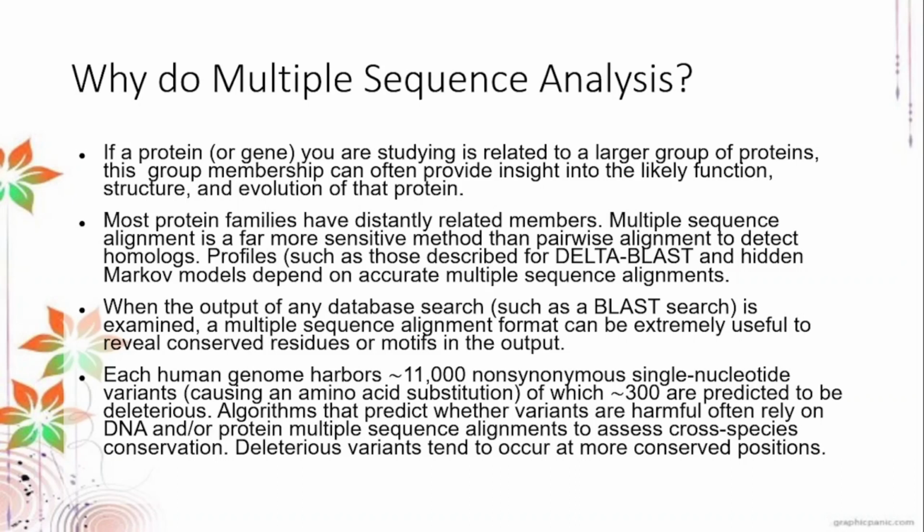So aside from that, we can also use them to detect homologs. We have discussed homologs previously in our pairwise alignment lectures. Basically this is just doing similarity searches, but instead of just two proteins, you get three or more proteins. So we get multiple profiles for them. And then also, when the output of any database search, such as your BLAST search, is examined, a multiple sequence alignment format can be extremely useful.